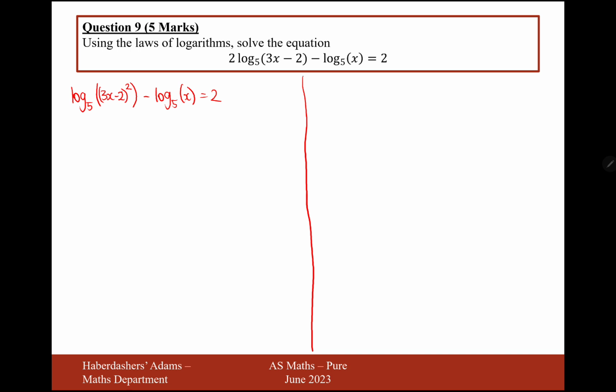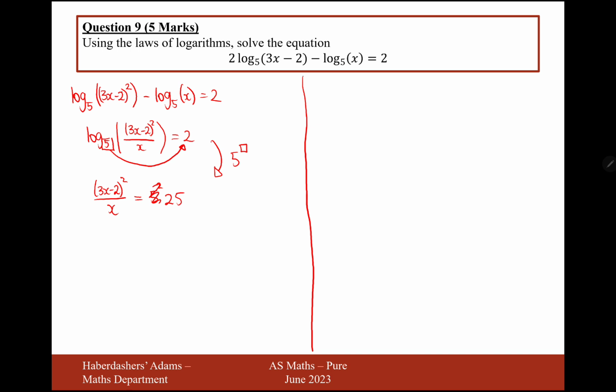Okay, next we'll deal with the subtraction, and the subtraction, when it's applied to a logarithm, is going to go inside the bracket. So it's going to be the 3x minus 2 all squared divided by x equals 2. Excellent. Now to get rid of the logarithm, we need to do 5 to the power of both sides. So the 5 is now effectively going to move to the other side as the base of a power, and the 2 will become the indice. So it's going to become 3x minus 2 squared over x equals 5 to the power of 2, and 5 to the power of 2 is 25.